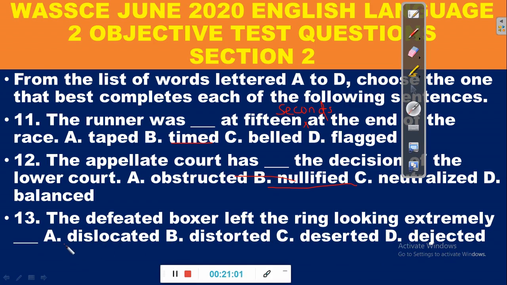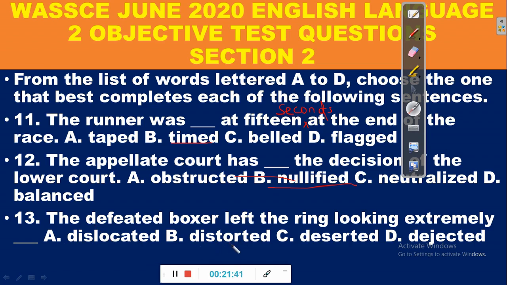Dislocated. You can get bone dislocation. Dislocated here may refer appropriately to bone dislocation. And that is to displace something, or to make something shift from its position, to disturb the normal position of something, such as a bone in a joint. All right, so that's what it means to dislocate. Obviously, we cannot say the defeated boxer left the ring looking extremely dislocated. No, it doesn't fit in here.